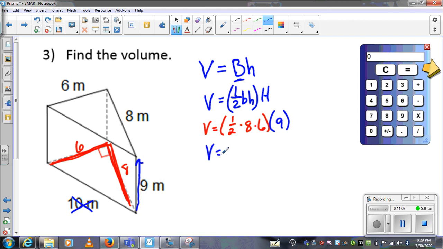So volume is equal to, let's punch this in our calculator here. So 0.5, I don't think it typed in the 0.5. Okay, so I'm going to try another way here. So I'm going to go 8 times 6 times 9 equals, and now I'm going to divide that by 2. That's how I'm going to take half. Equals 144. And that would be meters to the 3rd power. Okay, let's try another.